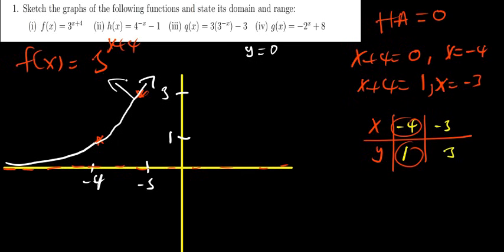Now let us talk about the domain and the range. If you look at the domain, we're talking about the x values. Where it is coming from we don't know, and where it is ending, it just keeps on going. We don't know where it's going to end. Therefore, the domain of any exponential function is from negative infinity to positive infinity. Done.